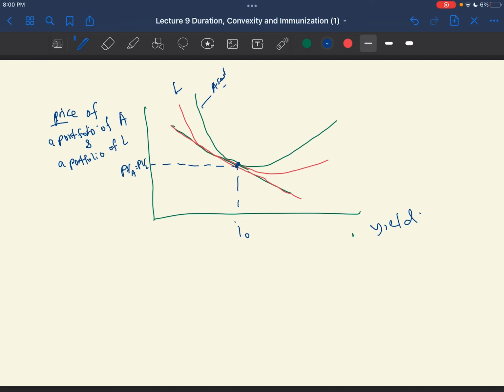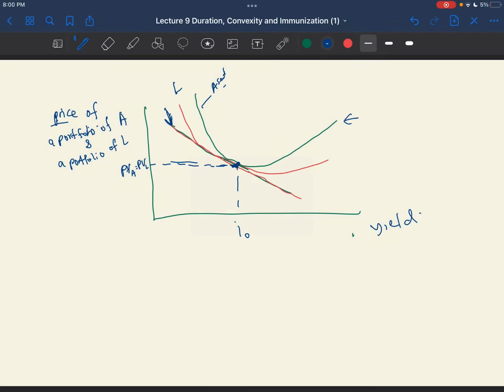So first condition is the present value at I naught is the same. Here I do it the same, so the present value for both curves is the same. Second condition is the duration for asset is equal to the duration of liability. So both of these tangent lines are the same. And then the third, basically the curvature. So the curvature of asset is bigger than the curvature of liability. So the asset curves a lot steeper.